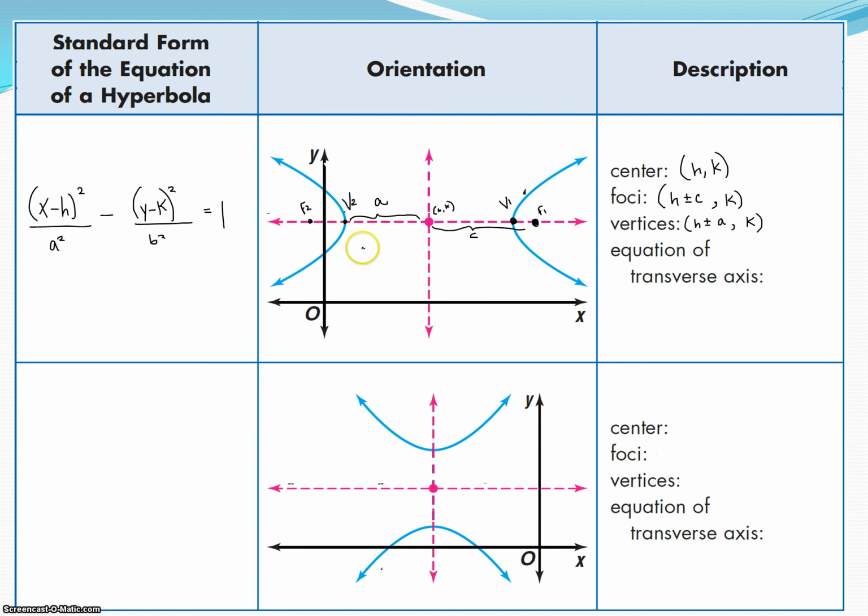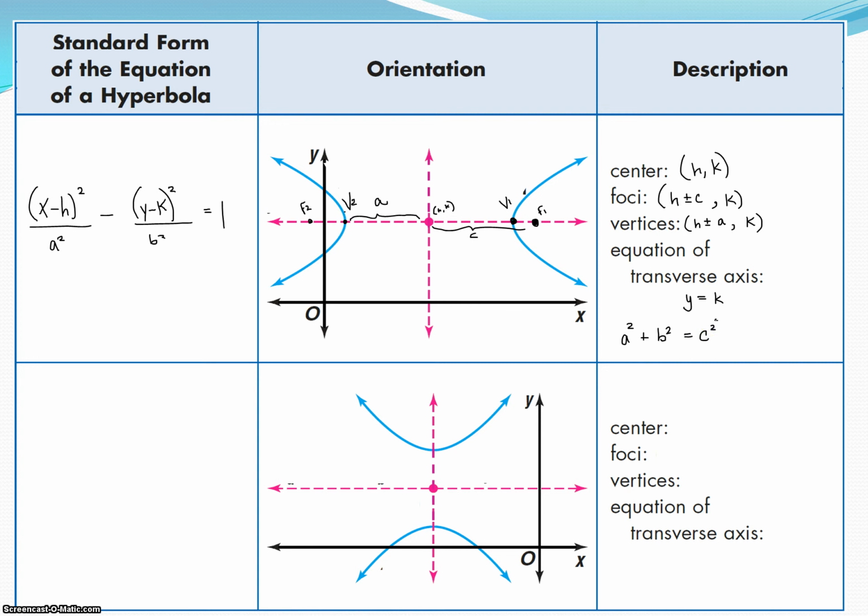And then the equation of this transverse axis right here is going to be y equals k, and it should be parallel to the x-axis. And then the equation that we're going to use to find the focal length is a squared plus b squared equals c squared.